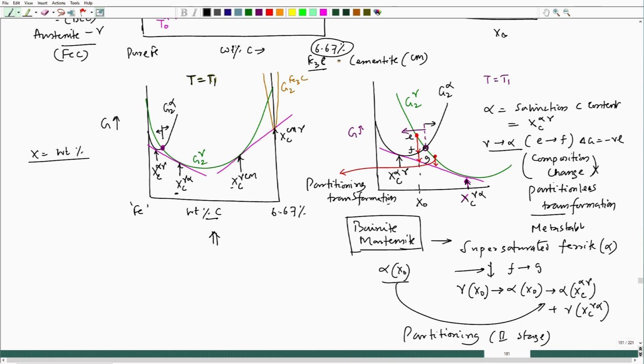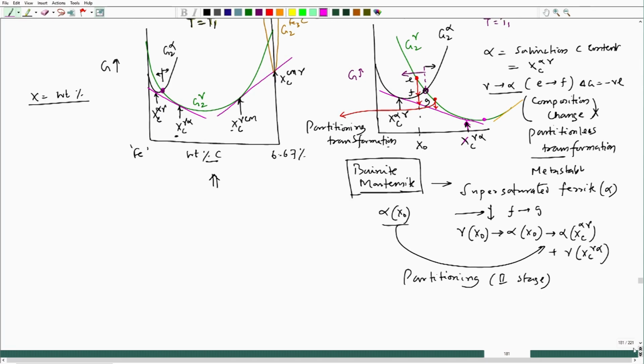Fine. Okay. As usual, but if I try to, for example, take another common tangent with Fe3C, it was here. So, if I take a composition at this point, definitely the gamma will be the stable phase, it cannot go for any transformation. Okay. So, this is one example in case of the iron carbon system.